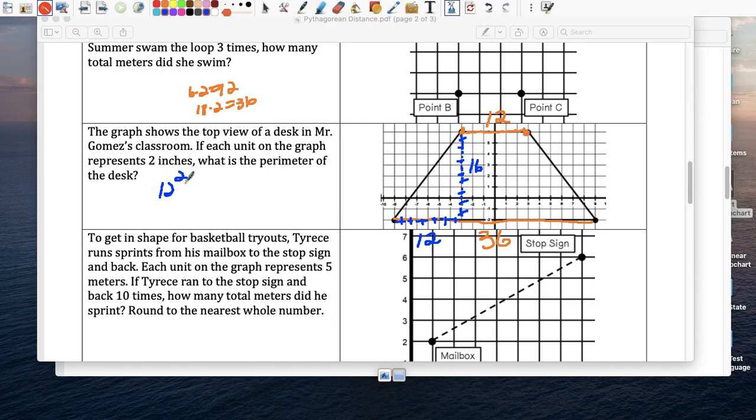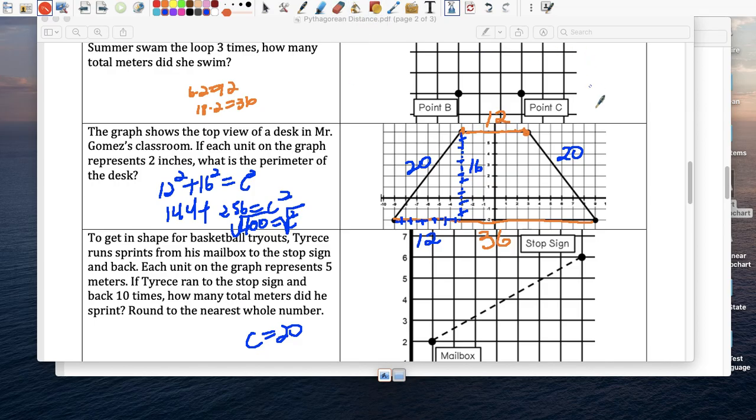So 12 squared plus 16 squared equals c squared. 144 plus 256 equals c squared. So we've got to add those 2 up. We get 400 equals c squared. Take the square root of both sides, and c equals 20. So this diagonal is 20. So will this diagonal, if you measure, it's the same. The 2 legs are the same. So now I have everything I need to find the perimeter.